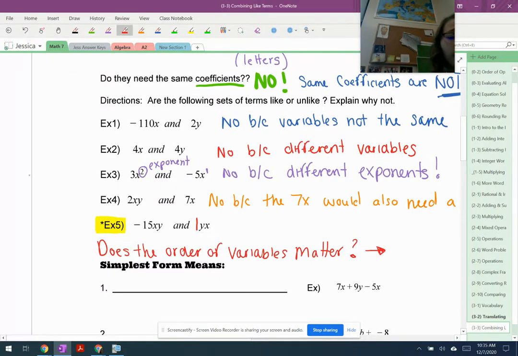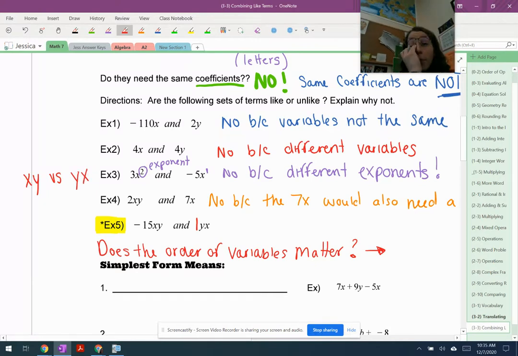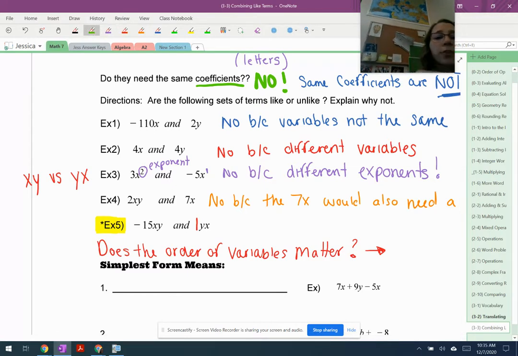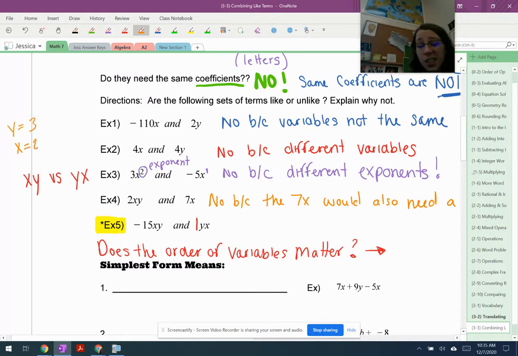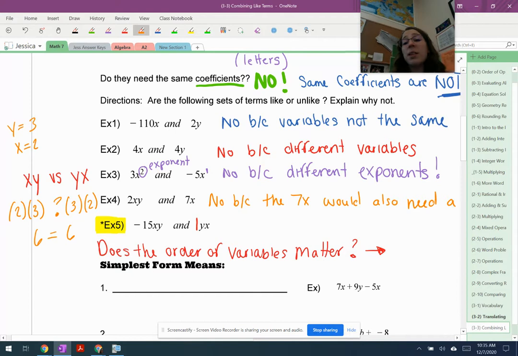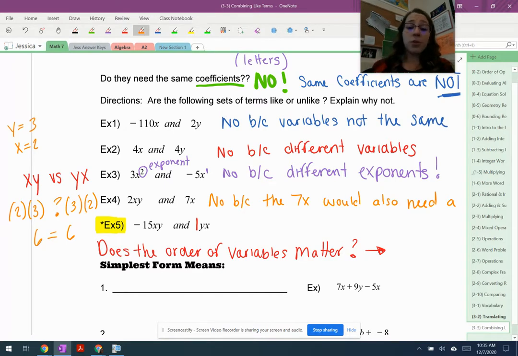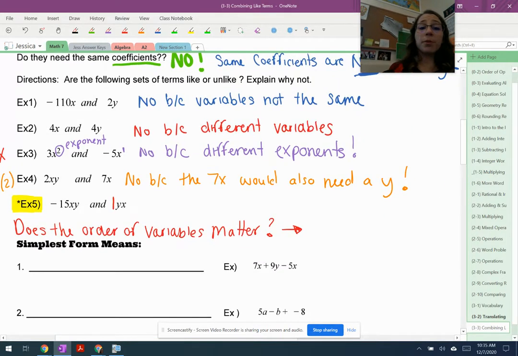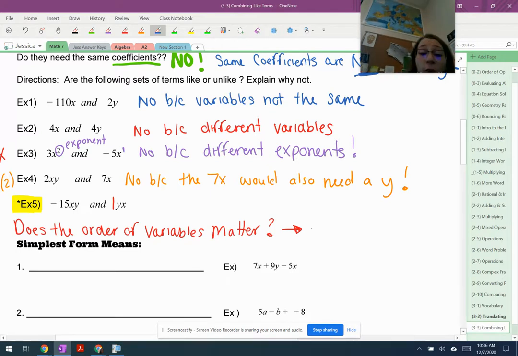If I think about xy versus yx, what operation is going on between the x and the y? Multiplication, because I don't see any other. So if I were to pick a number for x and pick a number for y, let's say x is equal to 2 and let's say y is equal to 3 to make things easy. If I do 2 times 3, is that the same thing as doing 3 times 2? And it just so happens to be that it is. And that's because, again, with multiplication, we can switch that order around. 2 times 3 is the same thing as doing 3 times 2. So does the order of the variables matter? And the answer to that question is no, it doesn't.